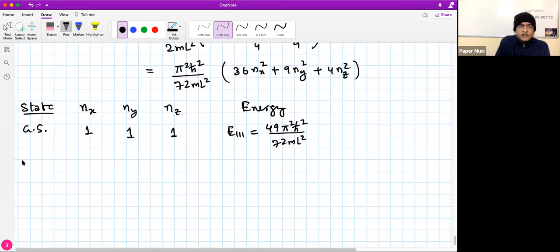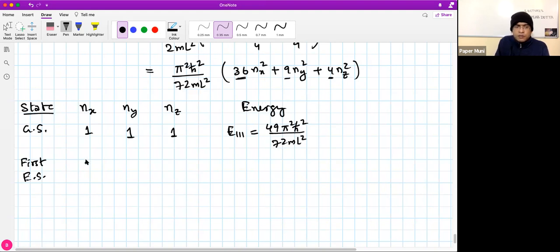Now, what is the first excited state? What are the values you can have? You cannot increase nx. If you increase nx, it will shoot up because the coefficient is huge. If you increase ny, it again shoots up, but the impact is less than nx. In this case, if you change this last value, it has the minimum effect on the change.